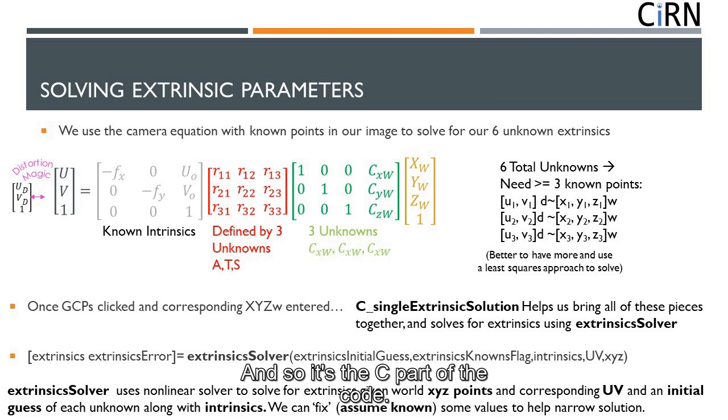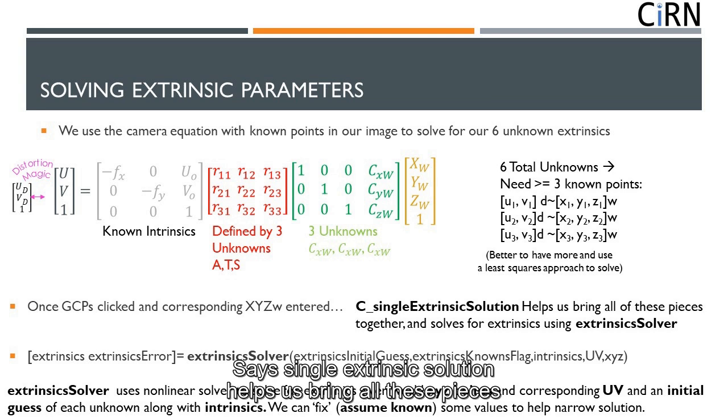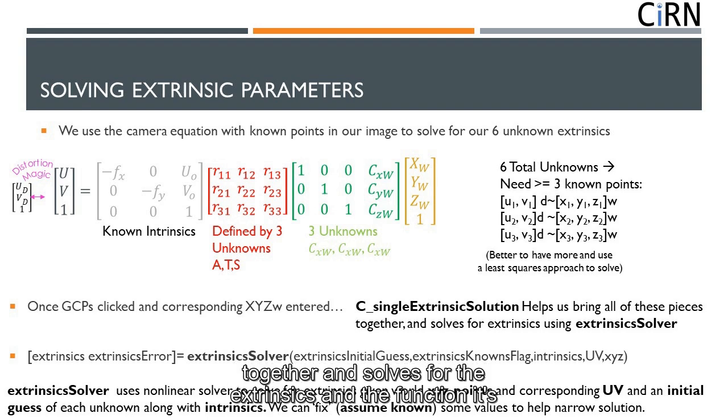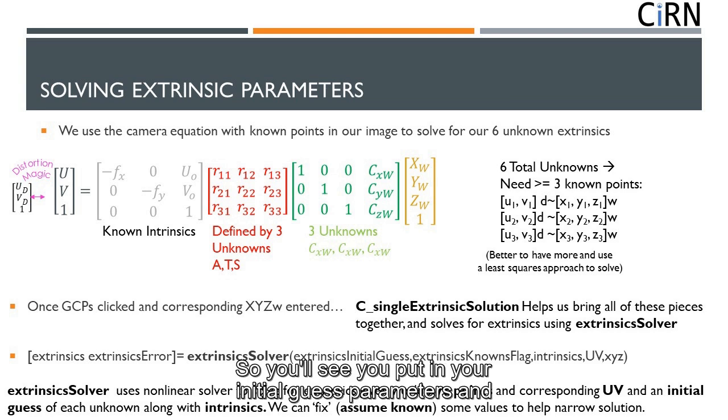And so it's the C part of the code, the single extrinsic solution, that helps us bring all these pieces together and solves for the extrinsics, and the function it's calling is the extrinsic solver. You put in your initial guess parameters, and then any parameters that you want to fix that you think are known, like Rob was talking about, if you're super confident in your camera XYZ location, and we'll walk through that. You put in your intrinsics, and then the UV coordinates of your GCPs and the XYZ world coordinates of your GCPs.